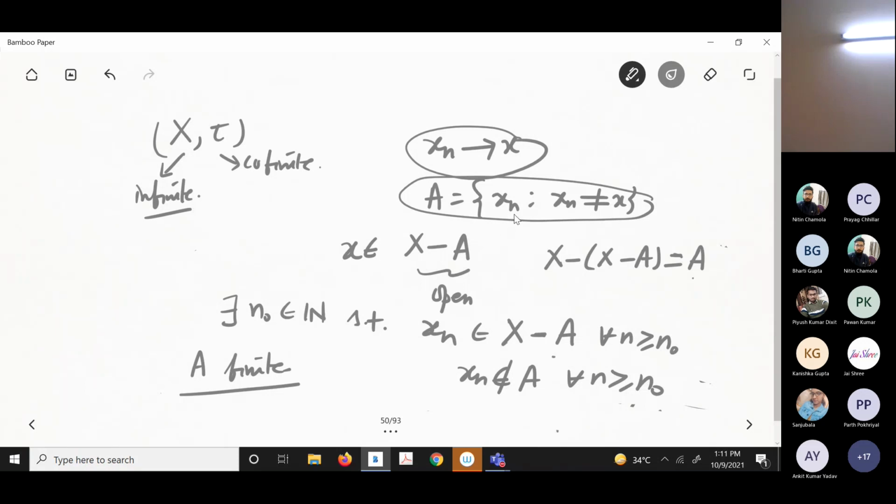That means if you have a convergent sequence, it has to be eventually constant, because x_n doesn't belong to A implies x_n equals x. So every convergent sequence is eventually constant. But already I told you, if X is infinite, the cofinite topology is not the discrete topology. Make sure that you understand it.